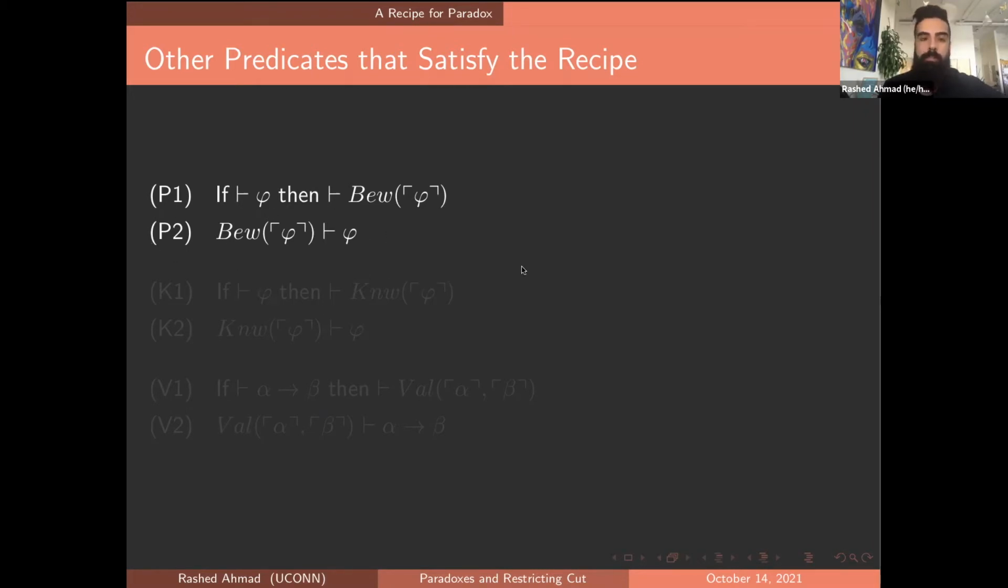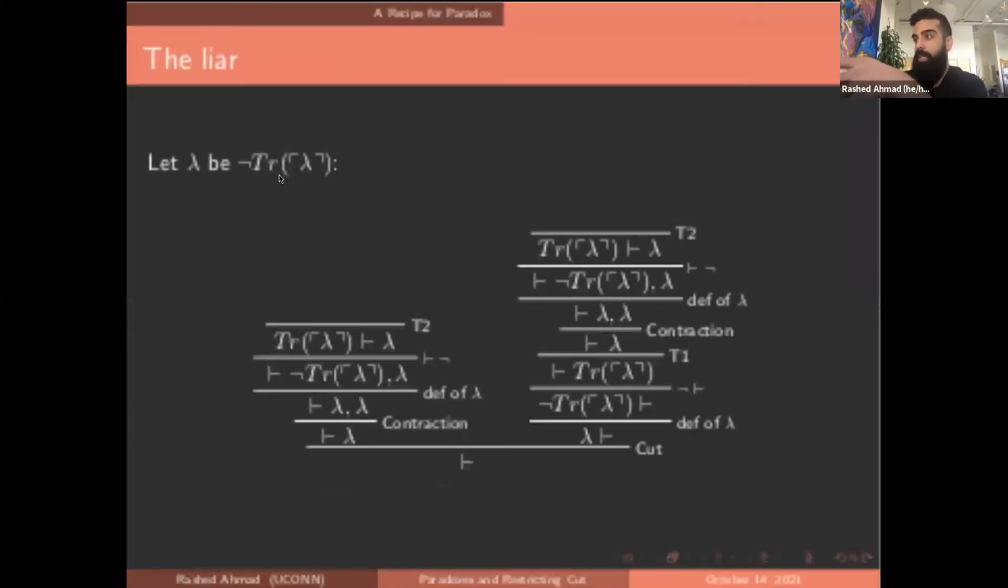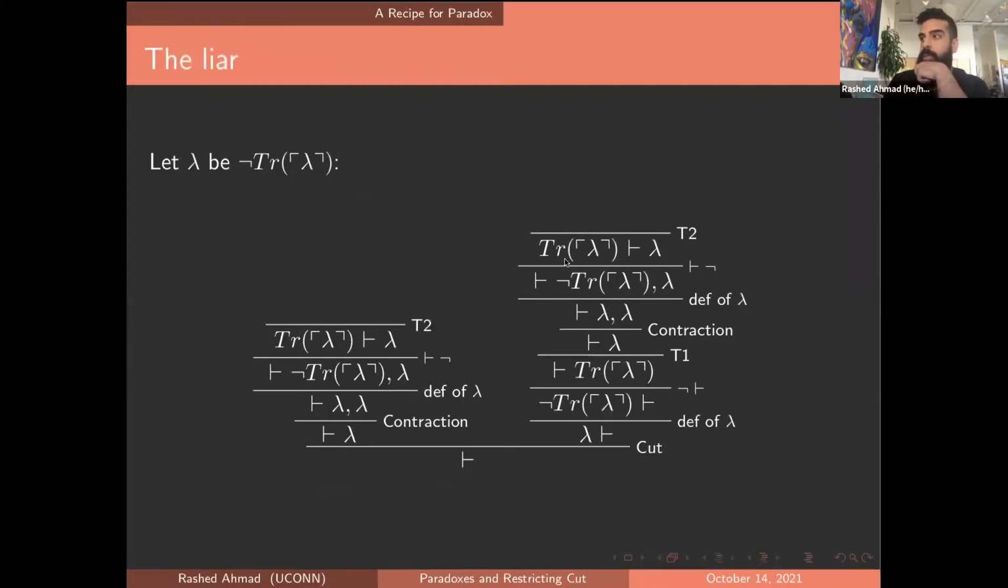So we cannot prove a sentence and its negation with the provability predicate. But once we have these two, we can have paradoxes that look exactly like the liar and the Curry, except with the provability predicate instead of truth.